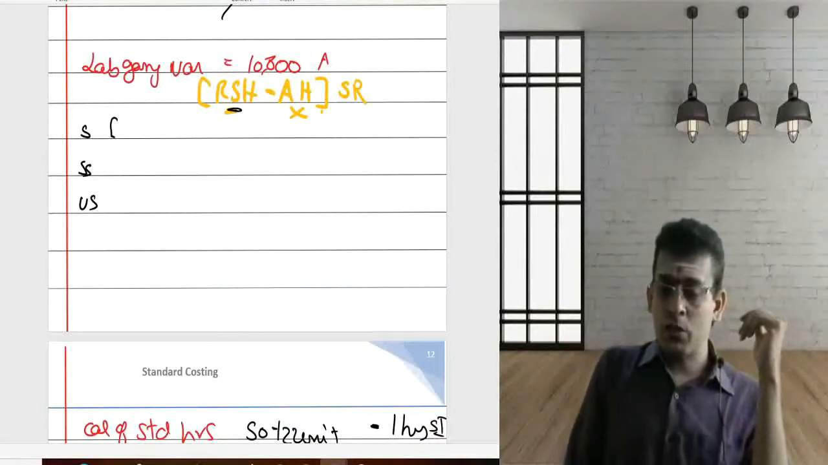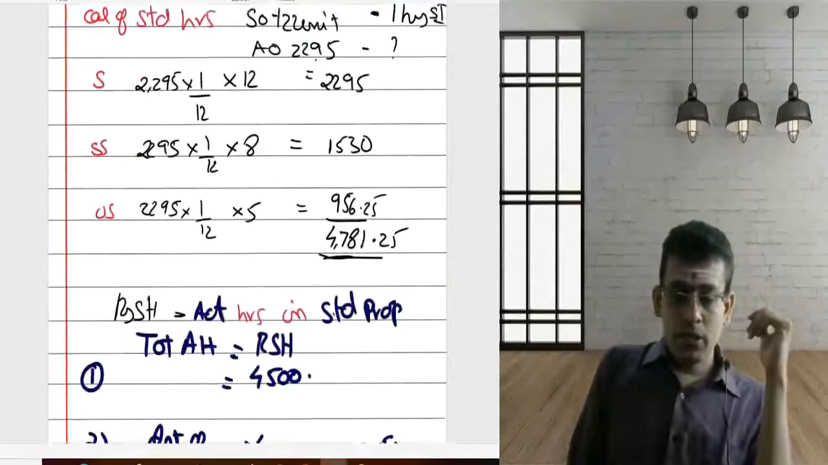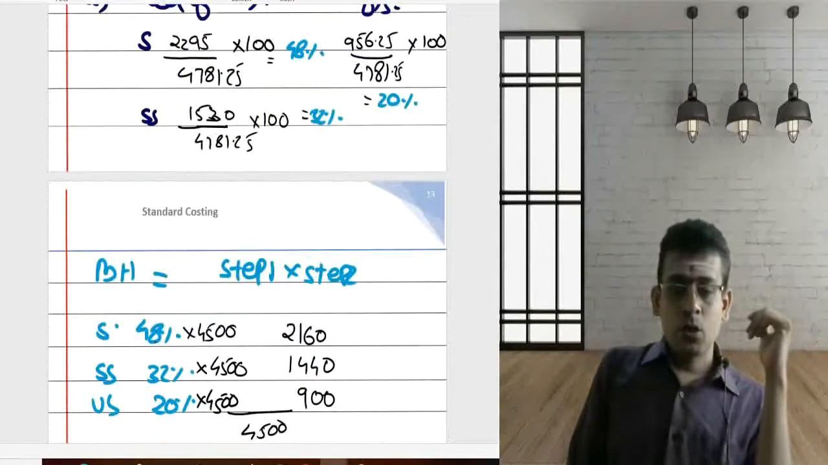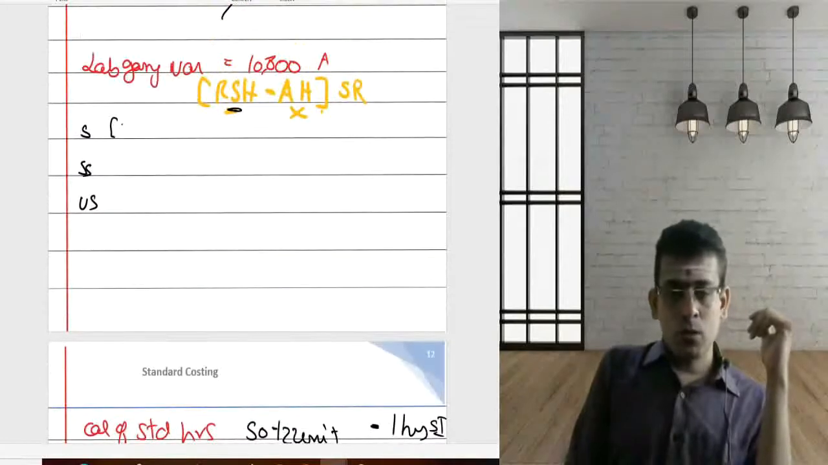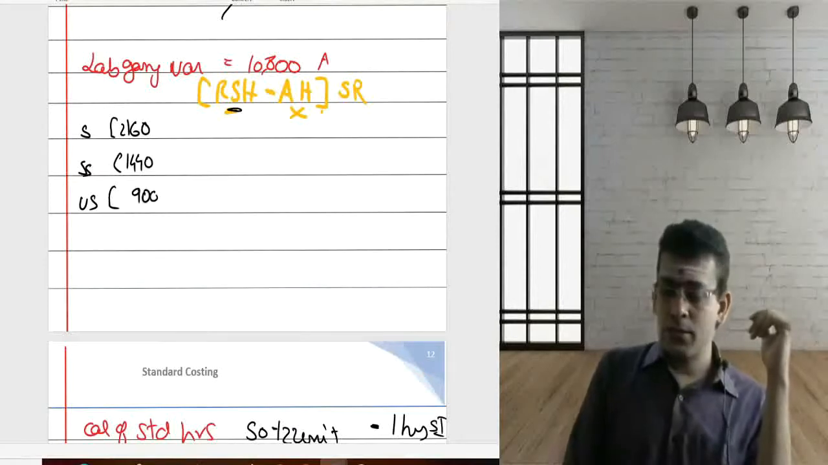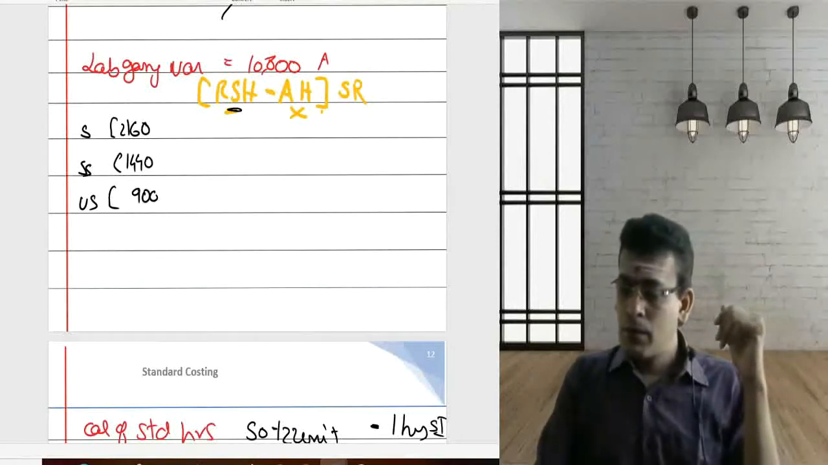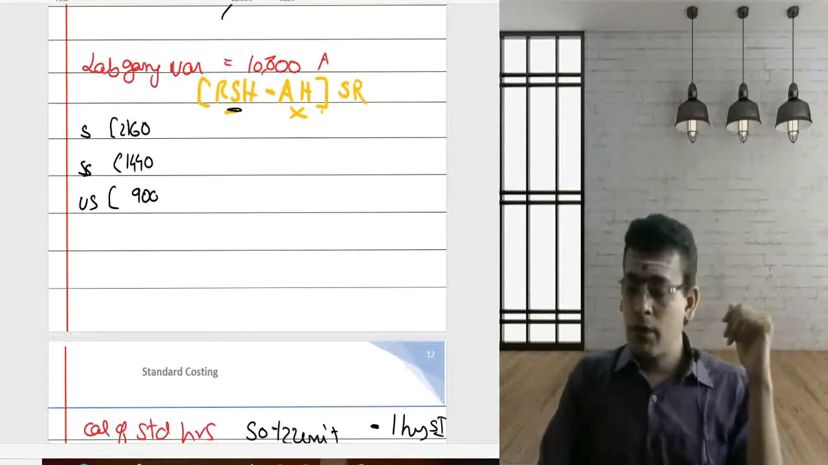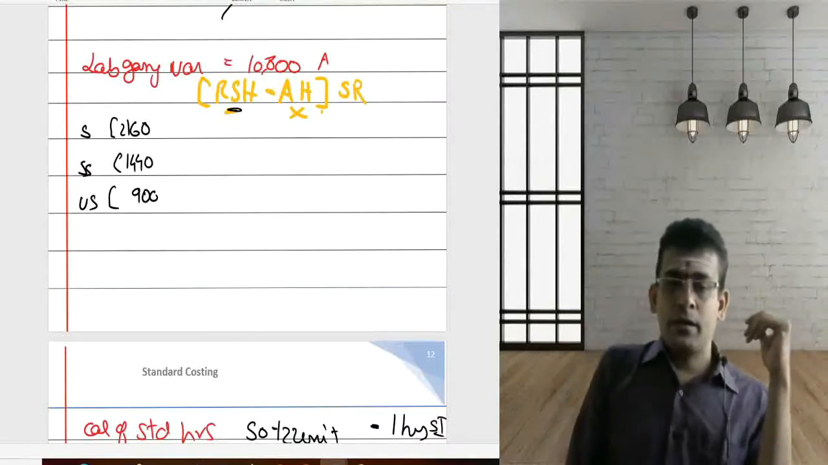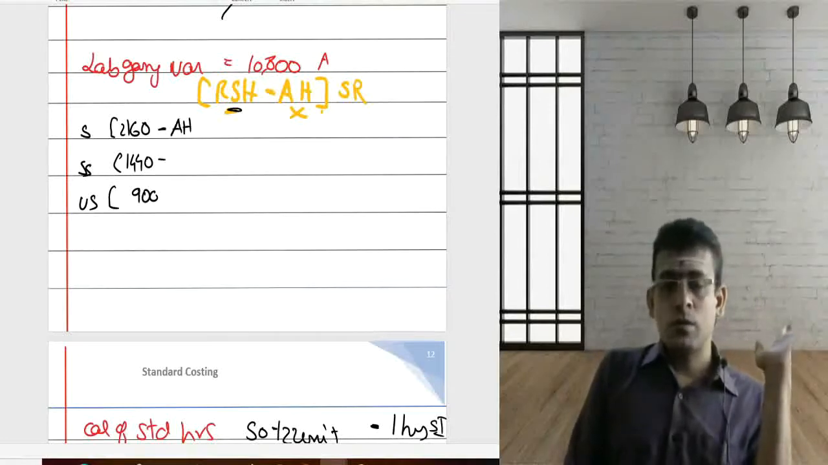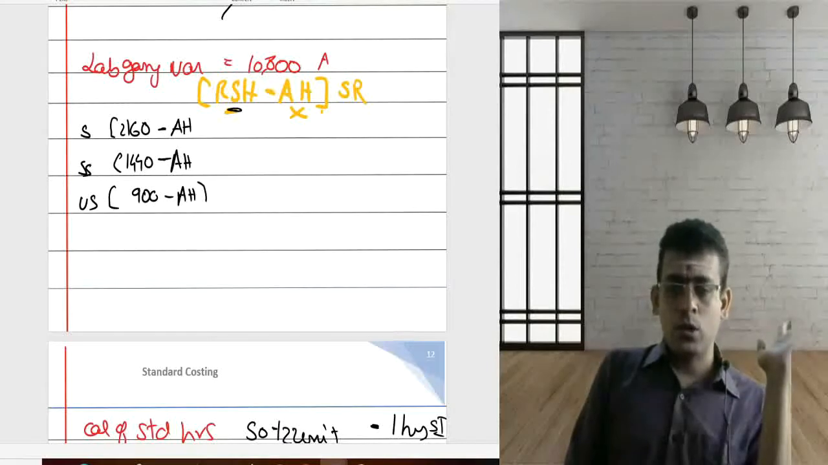Okay. So now let us take your revised standard hours. Then we need to solve the equation. So now let us take it one by one. 2160, 1440, 900. Let us check that. 1440, 2160, 900. Minus this I don't know. Actual hours I still don't know.